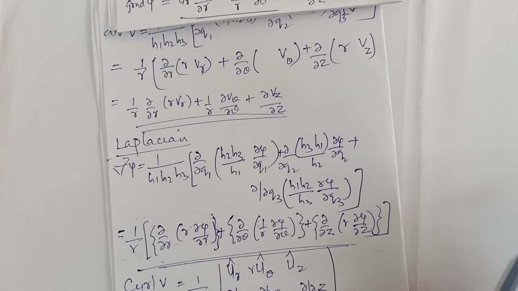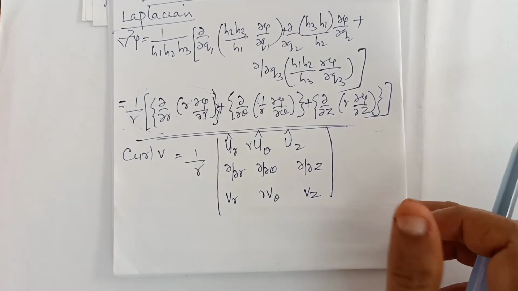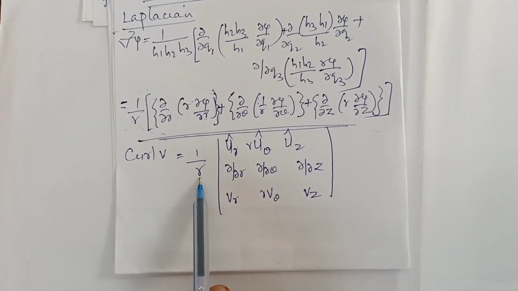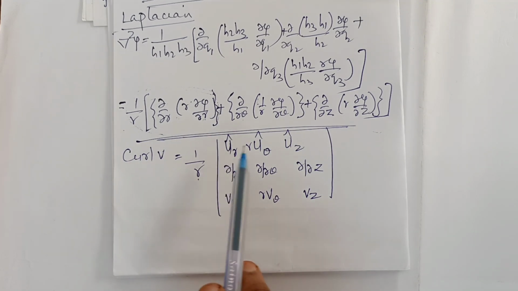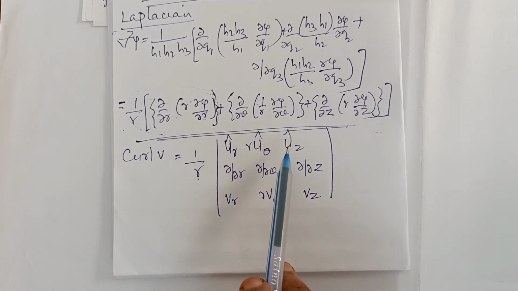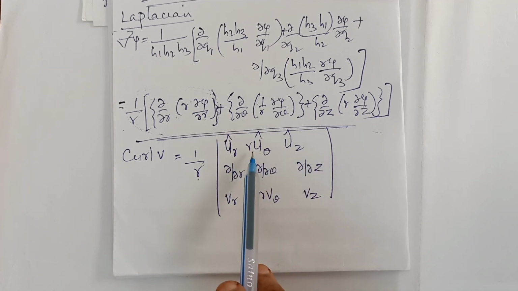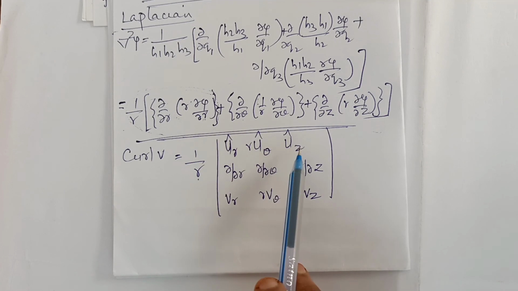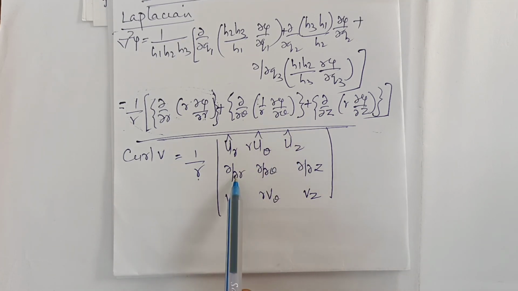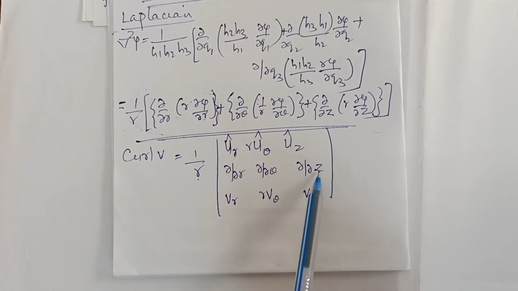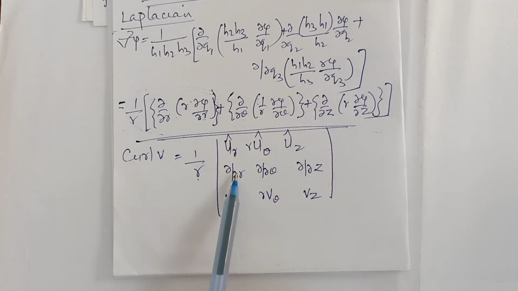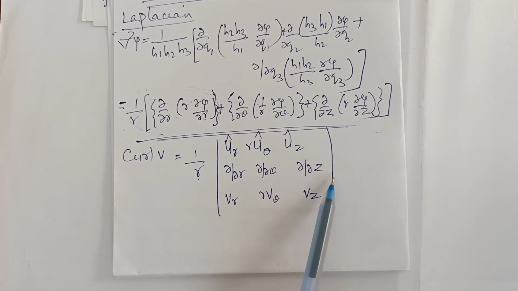Similarly, we can write the curl operator also. We have 1 by h1 h2 h3, which we get as 1 by r. Then h1 u1, h2 u2, h3 u3. So h1 is 1 and h3 is also 1, u1 u2 u3 we have written as ur, u theta and uz, and h2 value is r. Then we have dou by dou q1, dou by dou q2 and dou by dou q3. Here q1, q2, q3 are r, theta and z, so we get dou by dou r, dou by dou theta and dou by dou z.